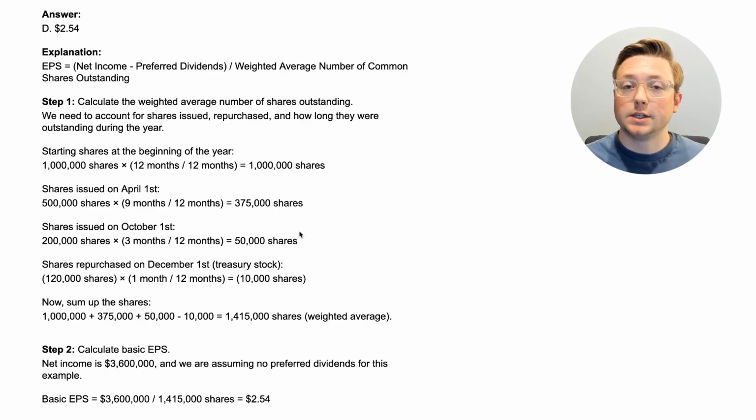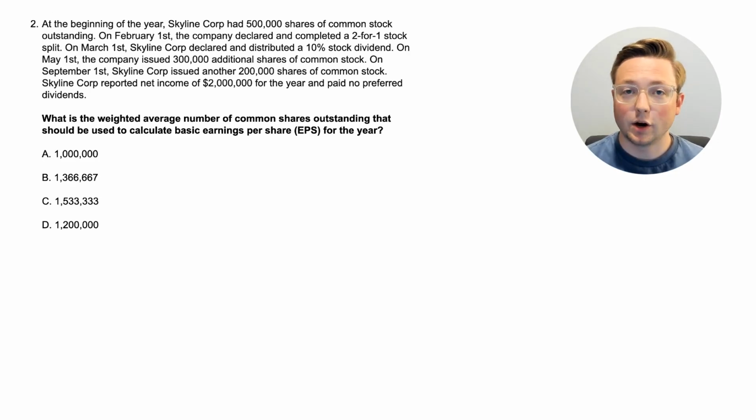Let's go to the next question and learn a little bit more and maybe a slightly different way to calculate it. All right, here we are at question 2. Again, let's read the last part of it. What is the weighted average number of common shares outstanding that should be used to calculate basic earnings per share for the year? So for this question, we're specifically focusing on figuring out the weighted average number of common shares. In the end, we don't have to calculate the actual EPS. So let's read through the rest of this.